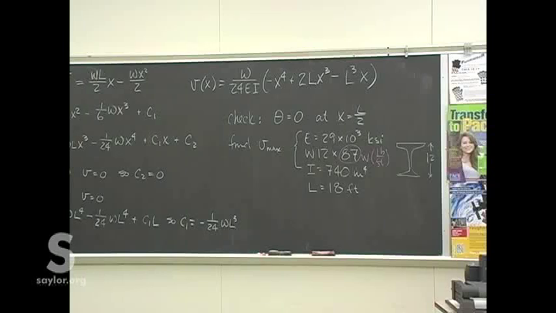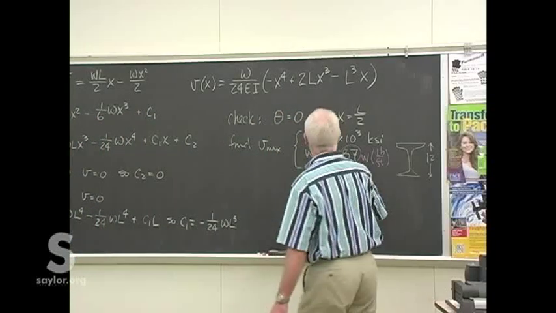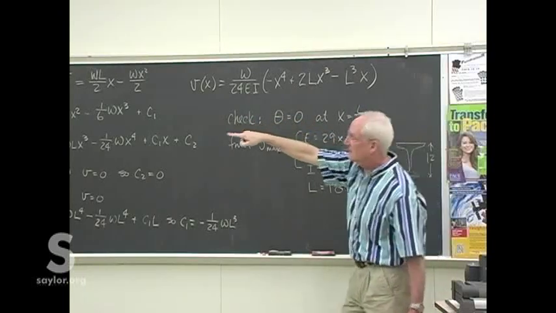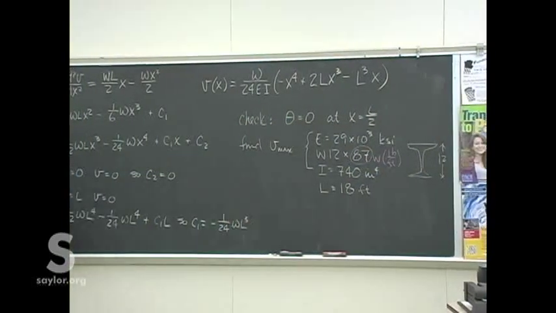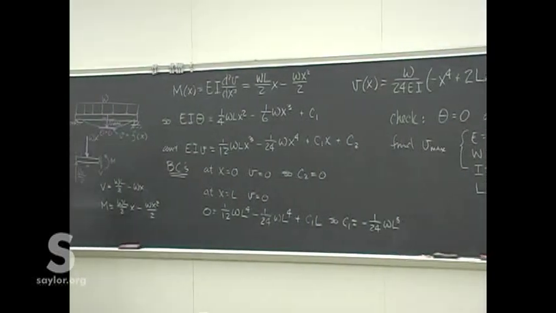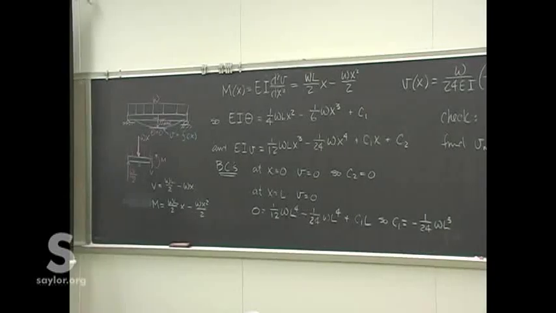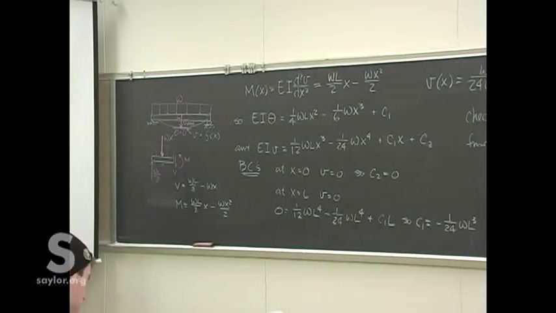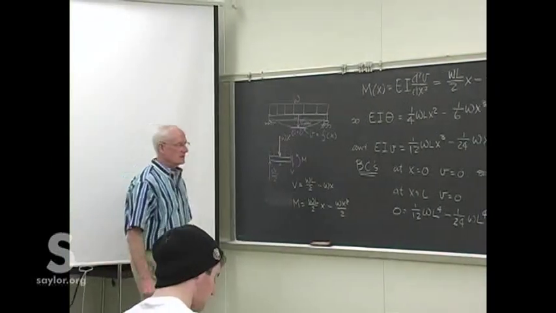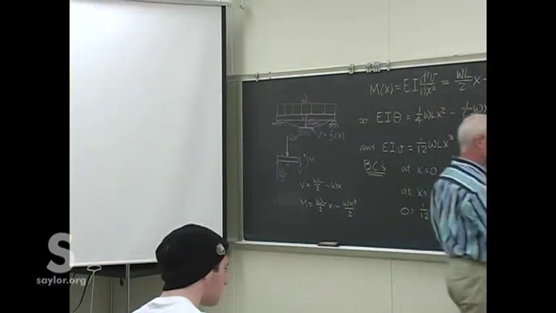How did you choose X equals L over 2? I just grabbed it from your book. Because by symmetry, we know that's going to be the point of maximum deflection, the point of zero slope. We don't always know where that's going to be, but for this particular setup, it's pretty easy to know where those would be.